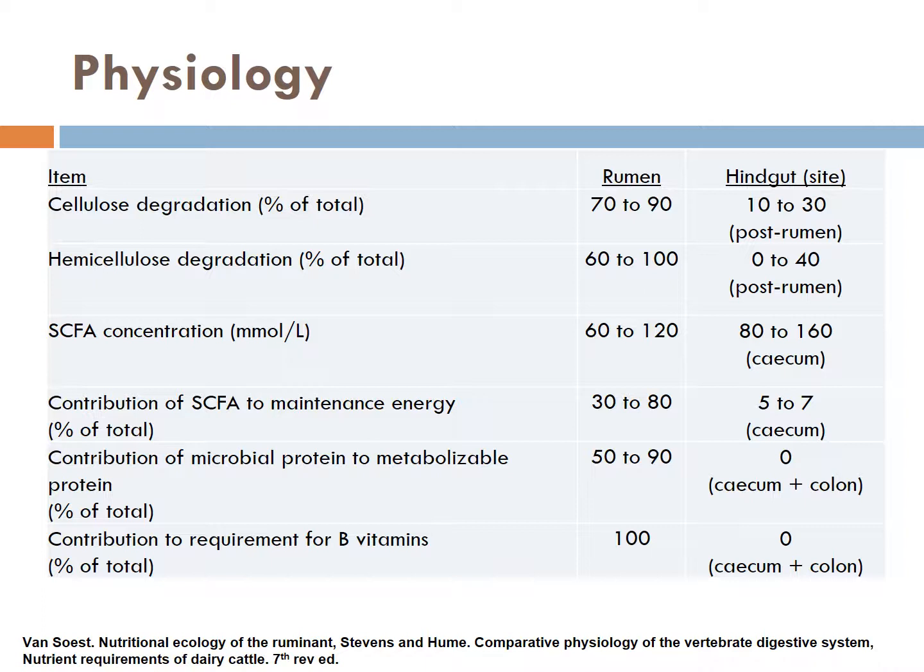There are 2 items for which the rumen alone is important, and that's microbial protein and B vitamins. As we mentioned before, microbial protein synthesized in the rumen contributes 50 to 90% of the metabolizable protein requirements of the animal. In the cecum and colon, it's 0% because microbial protein cannot be absorbed. The same is true for B vitamins. 100% of the ruminant requirement is supplied by the rumen microbes. B vitamins cannot be absorbed in the cecum and colon.